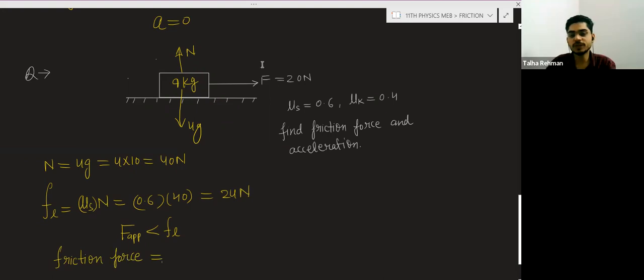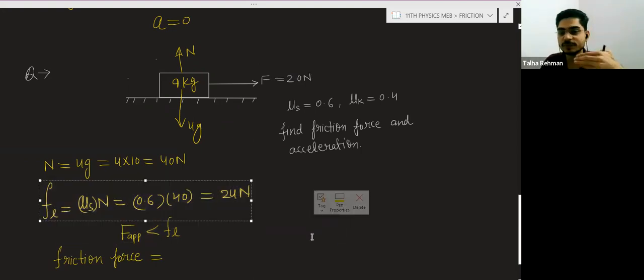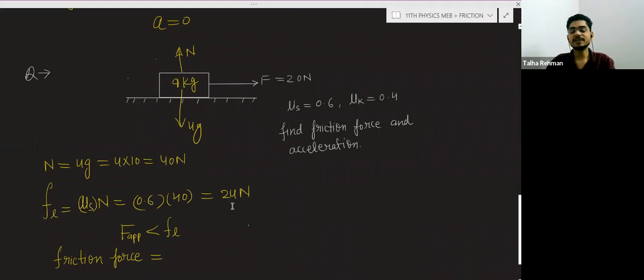Why 20 Newton? Because you have applied a force of 20 Newton. The friction force I have calculated is the maximum value of the friction force. What does it mean? It means that to make the object move, at least this much force you have to apply. This is not the value of the friction force on this block. This is the maximum possible value of static friction. You have to cross it, then your object will move.